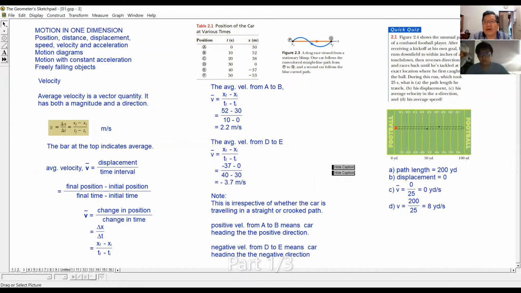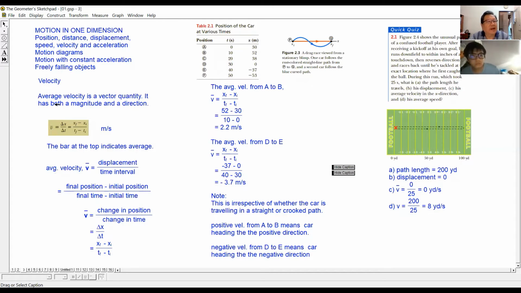Now, what we are going to look at next is the velocity. What is the average velocity and what is the difference between velocity and speed? Velocity is a vector quantity. It has direction. Compared with speed, speed has no direction.